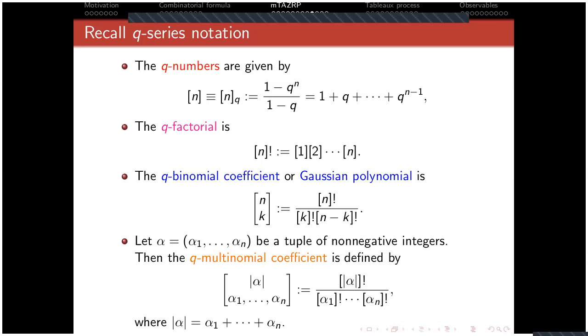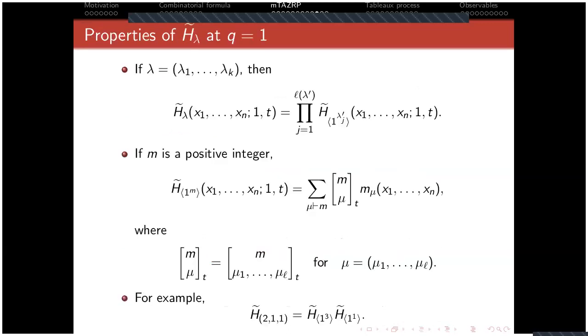And it's not immediately obvious that this is a polynomial. I mean, it's not difficult to see that n choose k is an integer, but it's not as easy to see that this is one, but okay. And then one can define the Q multinomial coefficient. If you have a tuple of integers alpha 1 through alpha n, you take the Q factorial of their sum, and divide by the product of the Q factorials. Okay, so the reason I introduced this is to give you some properties of H tilde.